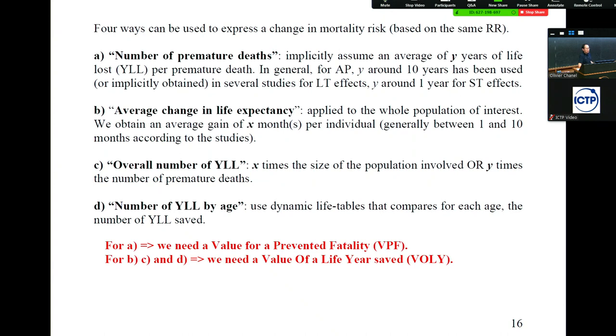And finally, you can also, if you have more detailed data from the epidemiologic part, compute a number of years of life lost by age. That is, you use dynamic life tables that compare for each age the number of years of life lost or saved. So for the first way to compute here, A, you will need a value for prevented fatality. And for the three other ones, you will need a value of a life year, because here you have years of life lost, and here you have number of premature deaths.